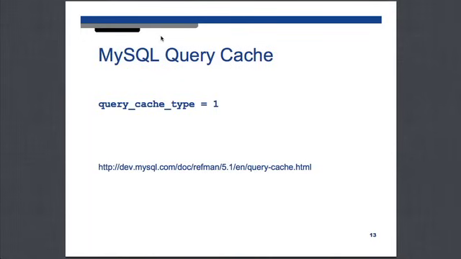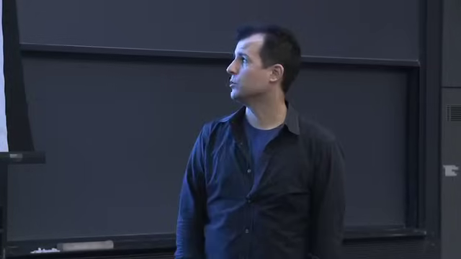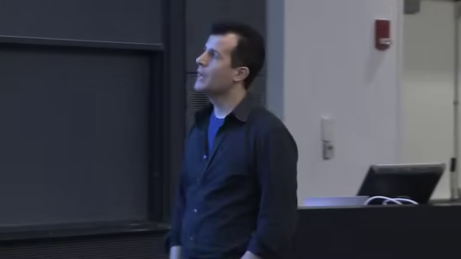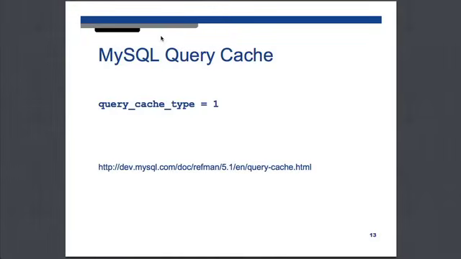So MySQL Query Cache, this is a mechanism that we didn't use, but it's so easily enabled. On a typical server with MySQL, there's a file called my.cnf for your configuration, and you can simply add a directive like query_cache_type equals 1, and then restart the server to enable the query cache, which pretty much does what it says.